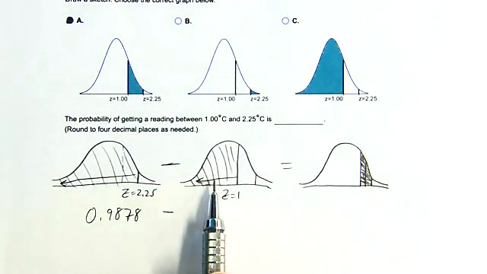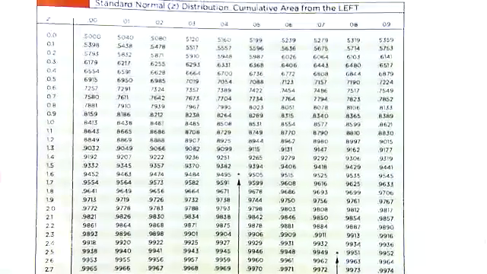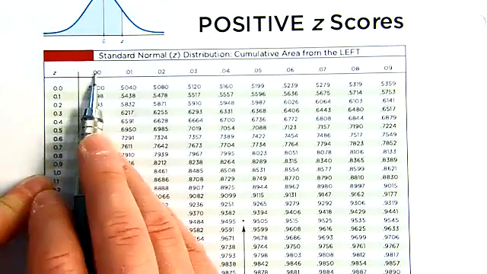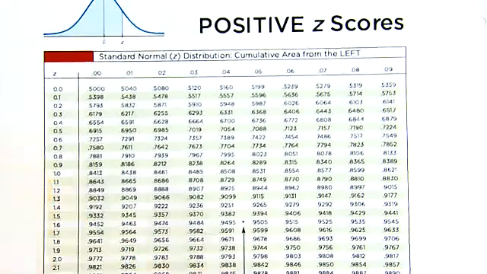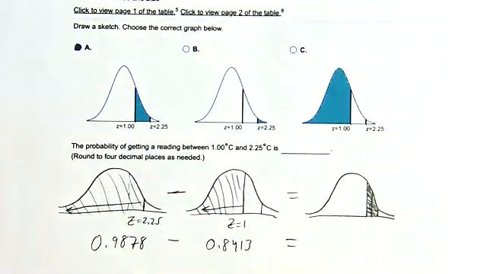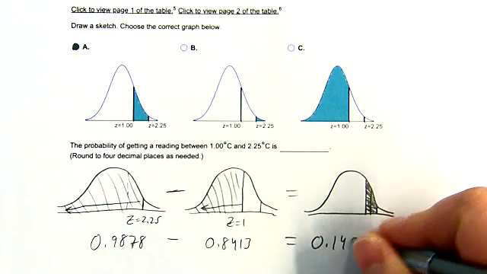minus, now we go to a z-score of 1, 1.00 basically, and that would be right here, 1.00, first column, 0.8413. And if you subtract those two numbers, you will get 0.1465.